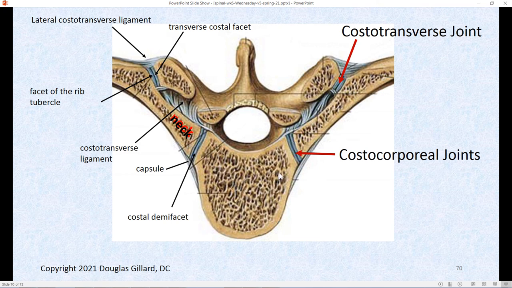Right, here's a nice overhead view. So this is the costal corporal joint right here. It's hard to tell, but it's probably the superior costal demifacet here. It matches the inferior facet of the rib head. And then the costal transverse joint would be right there. We can also see a nice view of the costal transverse ligament. There's the lateral costal transverse ligament there.